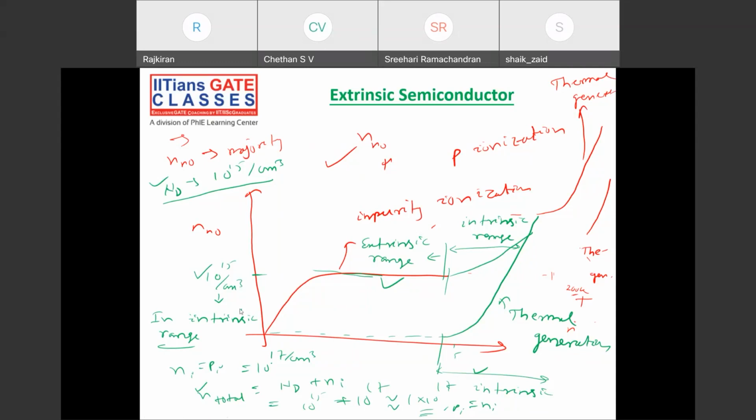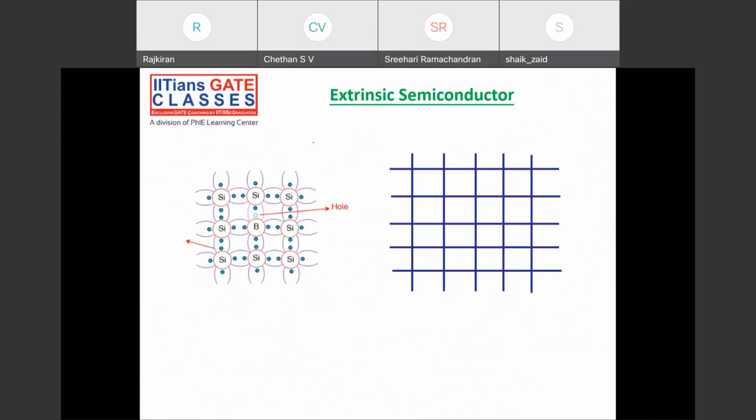This is called N-type. We also have P-type. Similarly, how do we get P-type? P-type means suppose silicon is mixed with boron. Boron has only 3 electrons, so it is group 3.